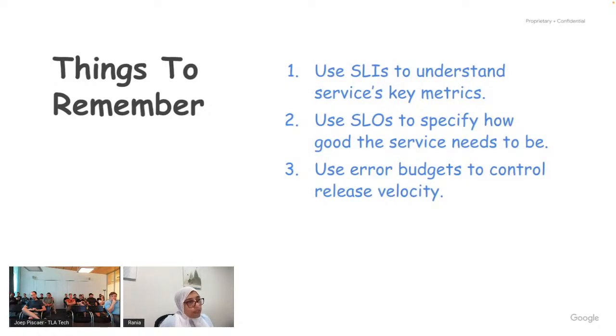So just to summarize quickly, again, define your SLIs. Those are the key metrics that you are going to use for your system. Define the SLOs and the SLAs. Those are the basic foundations of your DevOps and SRE. The SLOs specify how good your service, system, or microservice needs to be, and also use the error budget to control the release velocity and to balance between innovation and reliability.